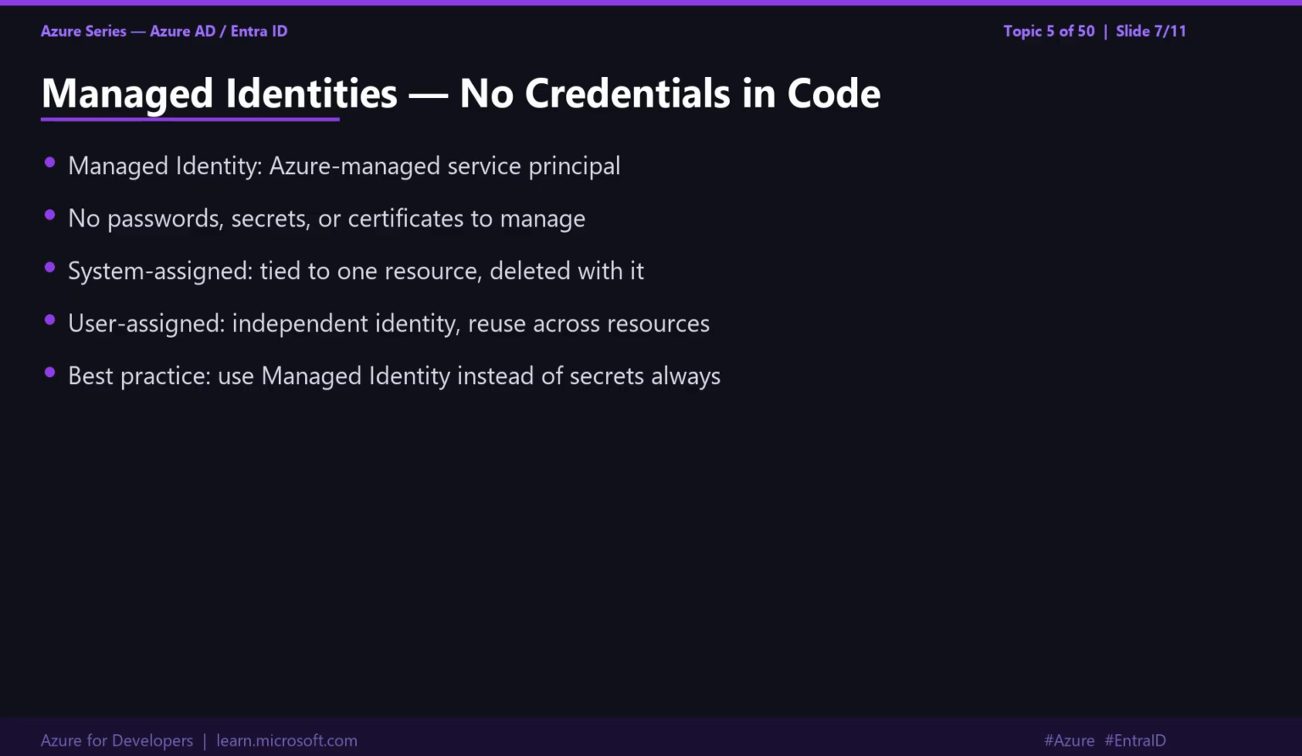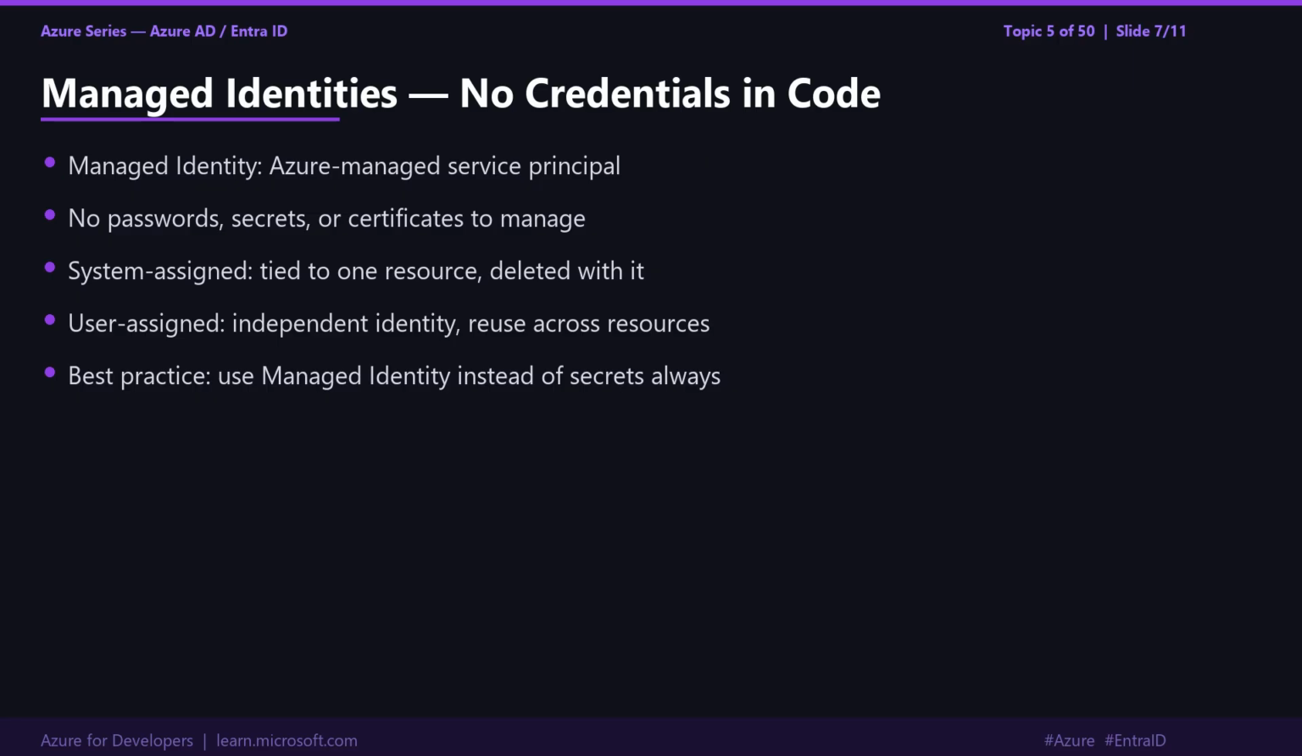The problem managed identities solve is this: traditionally, if your web app running in Azure App Service needed to access a database or a storage account, you had to create a service principal with a secret, store that secret somewhere in your configuration, and remember to rotate it periodically. Secrets in configuration files are a constant security risk and management burden. Managed identities eliminate this problem entirely.